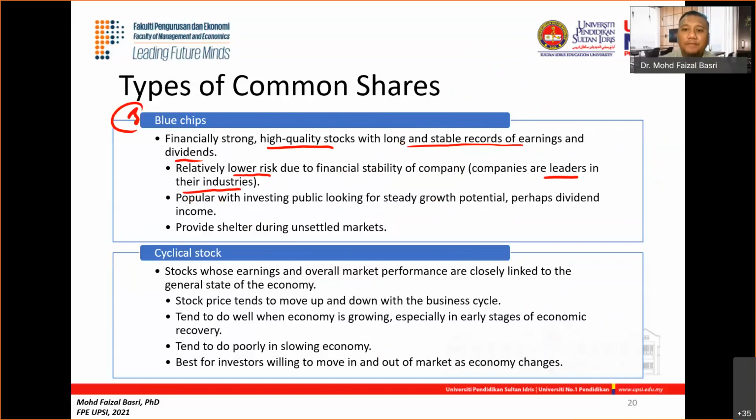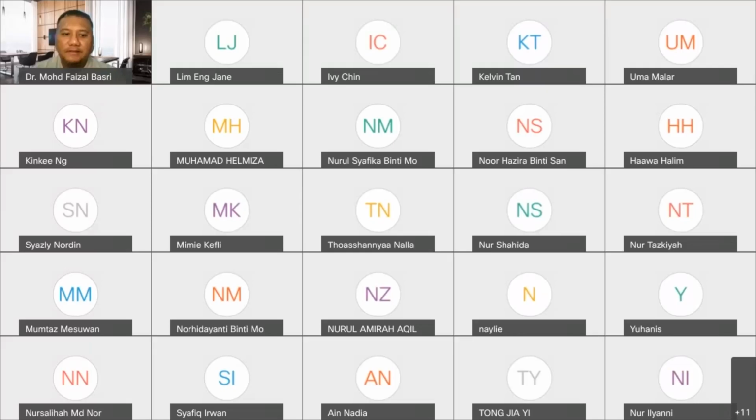So in Malaysia, if you want to look for blue chips, go look into, for example, the FTSE Bursa Malaysia KLCI constituents. Or maybe I can help you to find it. Just give me 1 second.